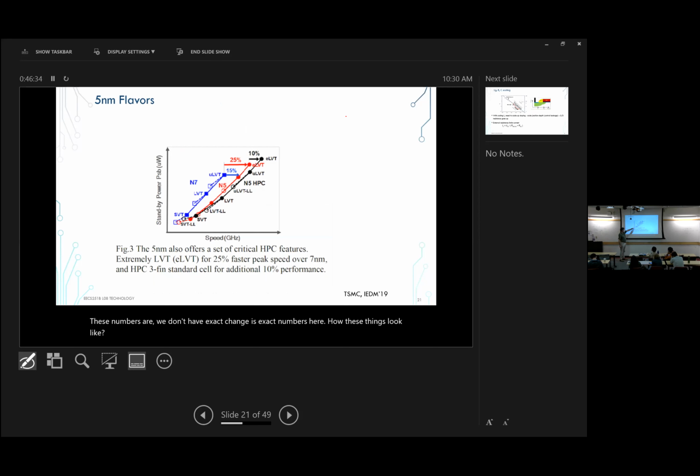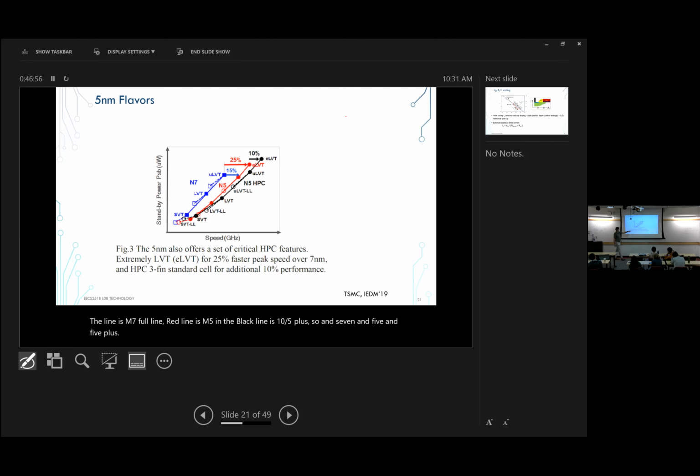N7 and N5, which is over here from the blue is N5. The blue line is N5, the red line is N7, and the black line is N5 plus. So N7, N5, N5 plus.